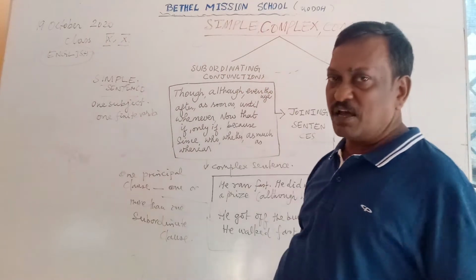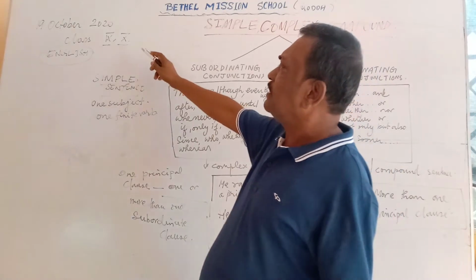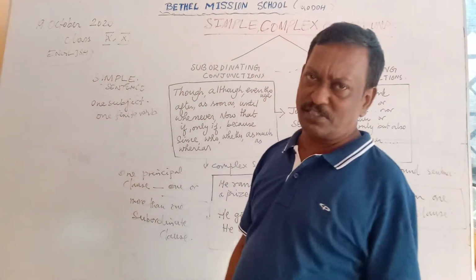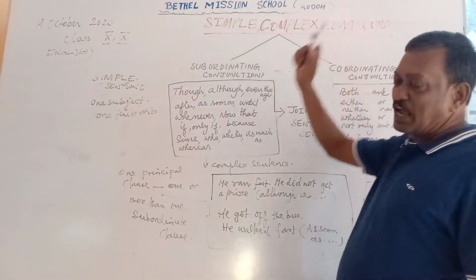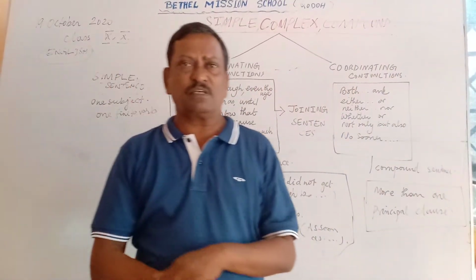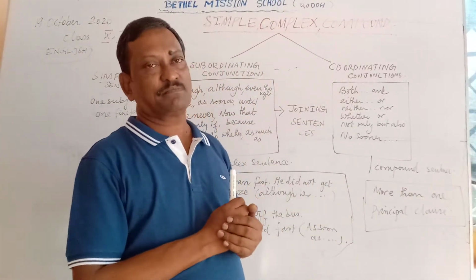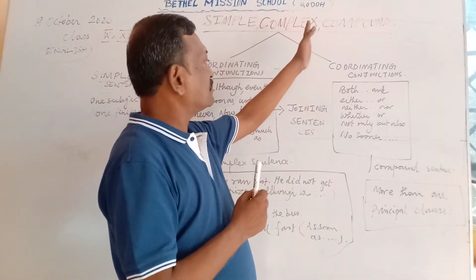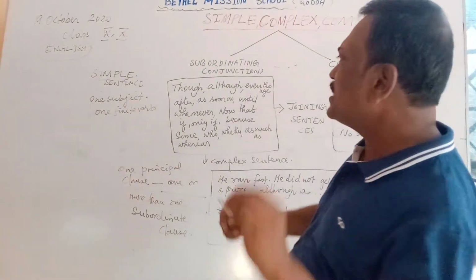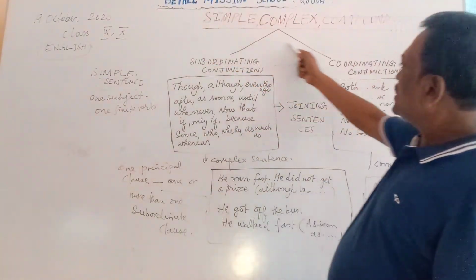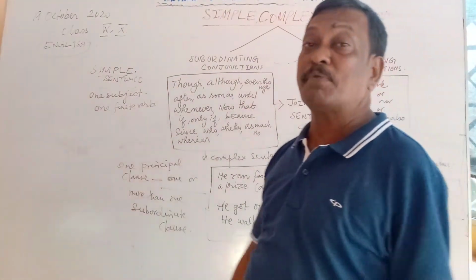And today we'll have a YouTube session for two classes, that is classes 9 and 10. It is related to both the classes because the topic is simple, complex and compound. This is nothing but the kinds of sentences and the way how they are made. So in class 8, class 9 and class 10, you will have to come across these sentences, that is simple, complex and compound.